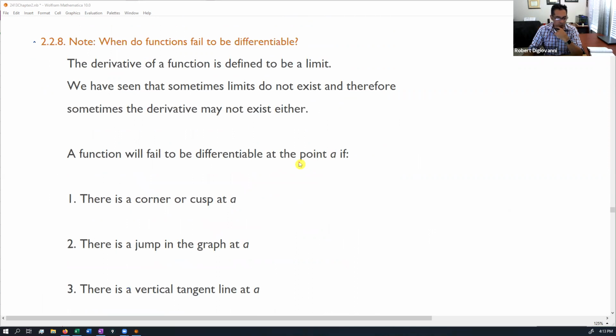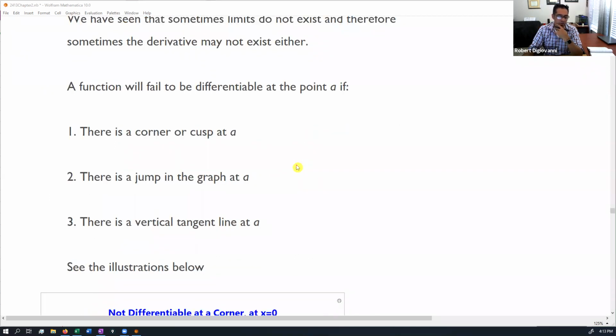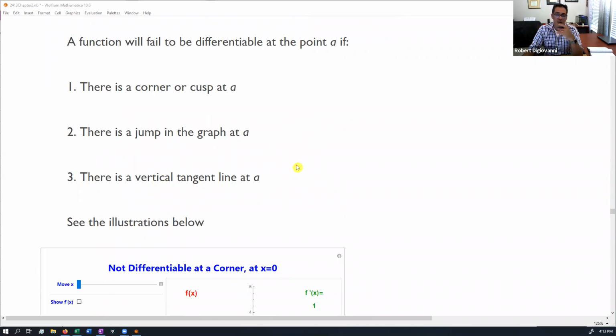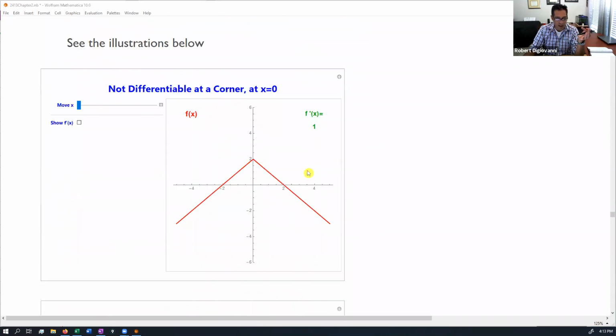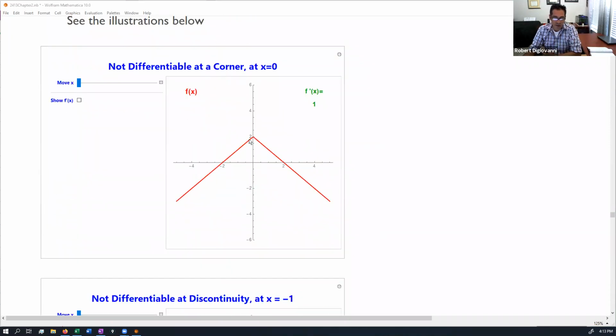So the question right now is, when do functions fail to be differentiable? If you're looking at a curve or a function, when would you not have differentiability? When would you not have a slope of a tangent line? There are three different cases that you need to know. The first one is at a corner. Like I just said, if you have a corner, the derivative will not exist at that corner. Let me show you why.